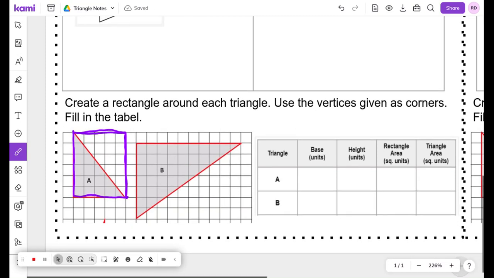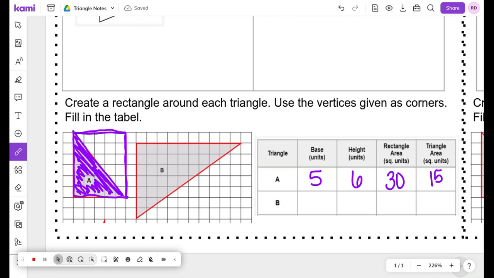So in triangle A, the base is 1, 2, 3, 4, 5 units. The height is 1, 2, 3, 4, 5, 6 units. So base times height is 30. If the triangle is half of that base times height, then the area of our triangle is 15. If you look here at the model, you can see if I shade in this part with the A, now half of that rectangle is purple. So every triangle is actually half of a rectangle, which is where the formula comes from.